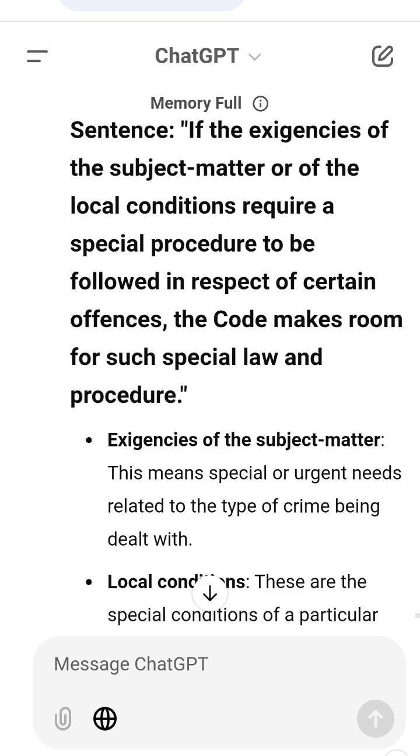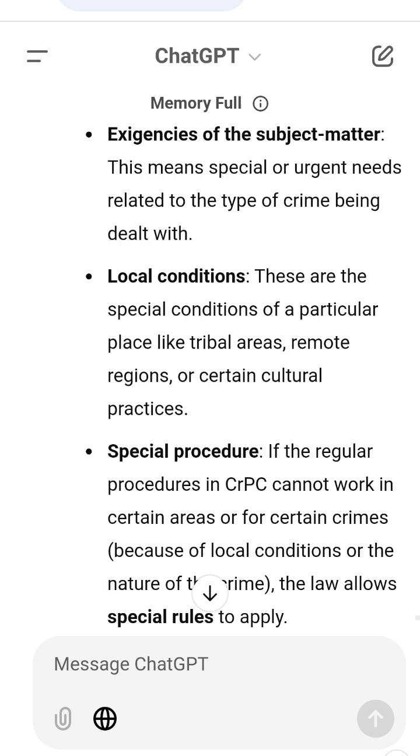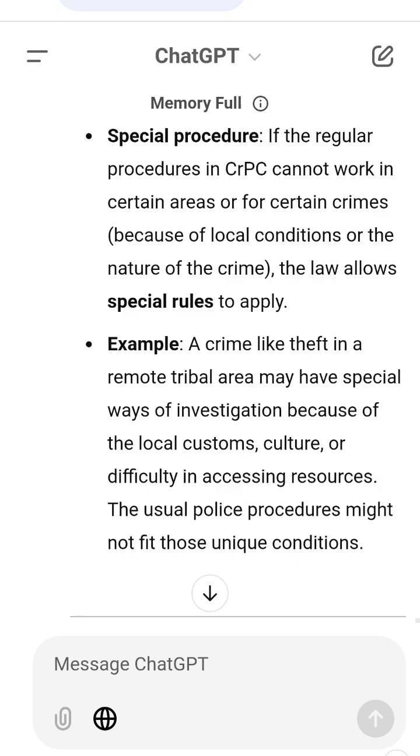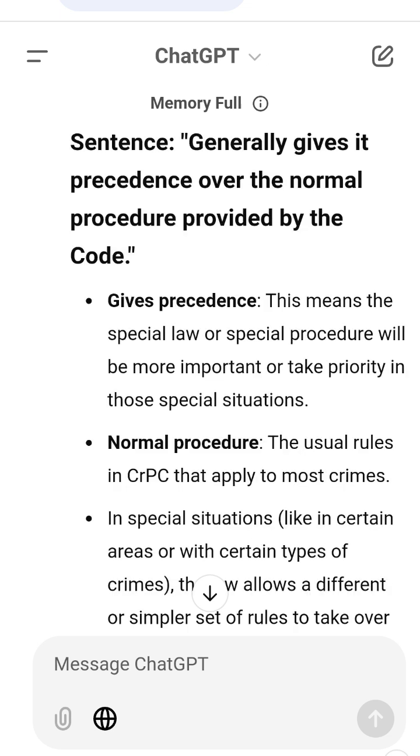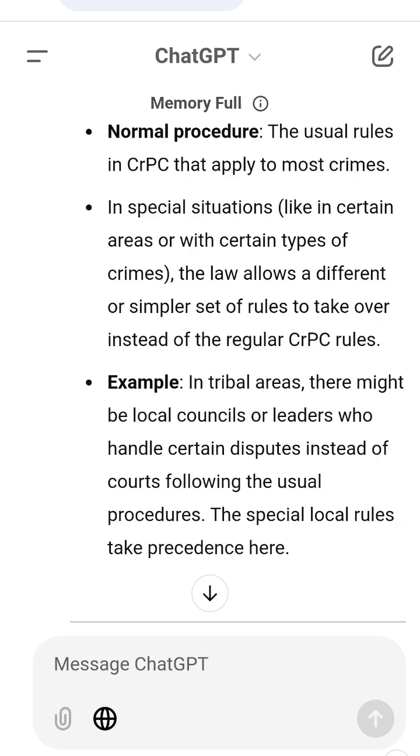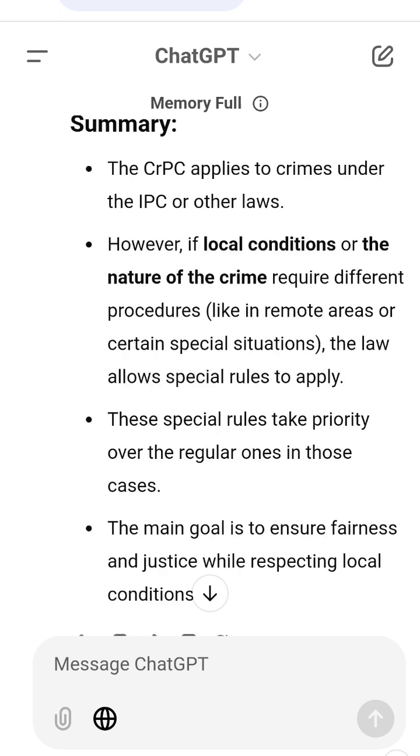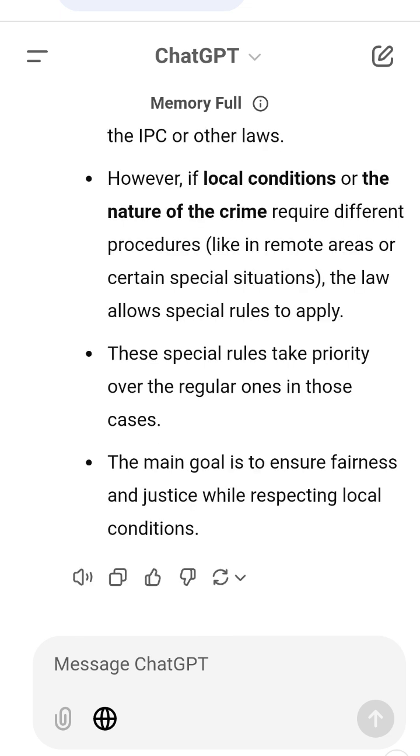Example: in tribal areas, there might be local councils or leaders who handle certain disputes instead of courts following the usual procedures. The special local rules take precedence here. Summary: The CRPC applies to crimes under the IPC or other laws. However, if local conditions or the nature of the crime require different procedures, like in remote areas or certain special situations, the law allows special rules to apply. These special rules take priority over the regular ones in those cases. The main goal is to ensure fairness and justice while respecting local conditions.